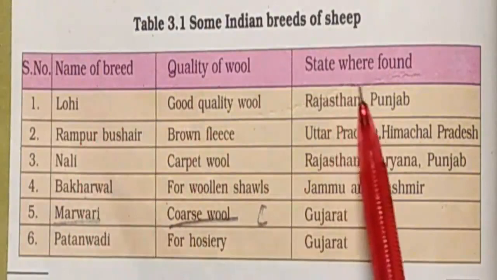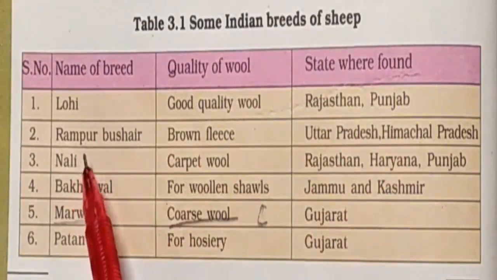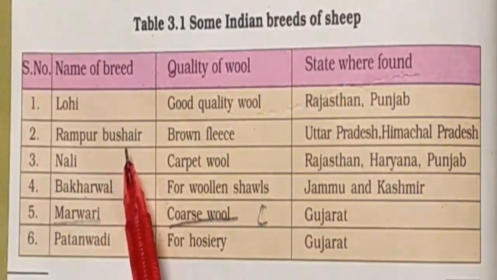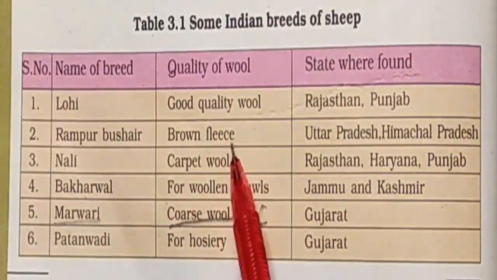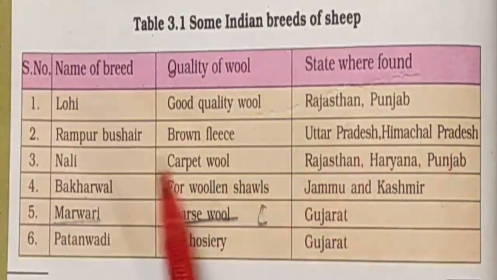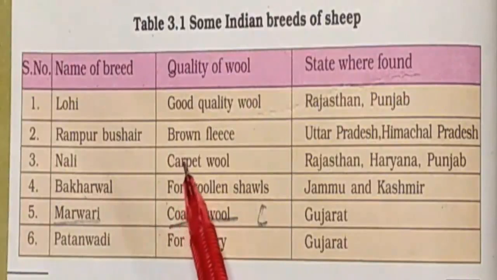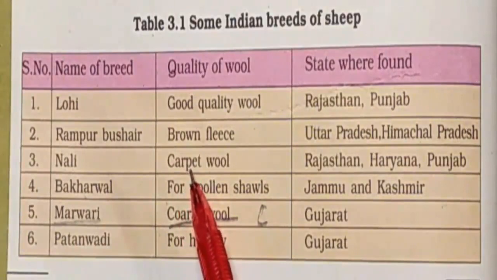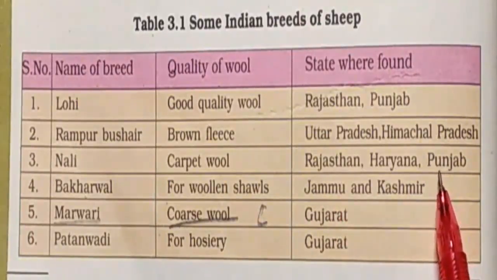Lohi is found in the state of Rajasthan and Punjab. The next one is Rampur Bhosiar. The quality of the wool is brown fleece. It is found in the state of Uttar Pradesh and Himachal Pradesh. And the next type of breed is Nali. It is a good quality of wool, which is used in making carpet. Nali is found in the state of Rajasthan, Haryana, and Punjab.